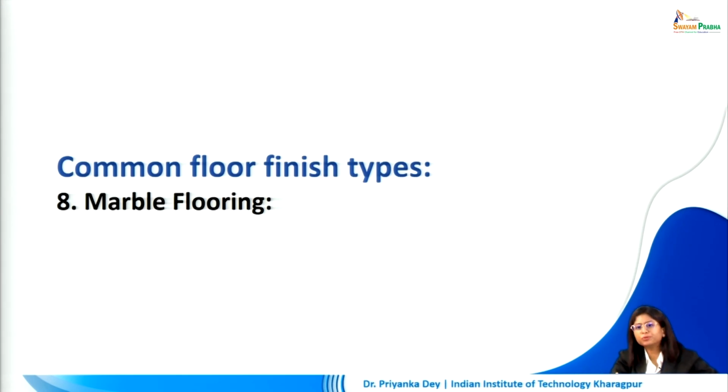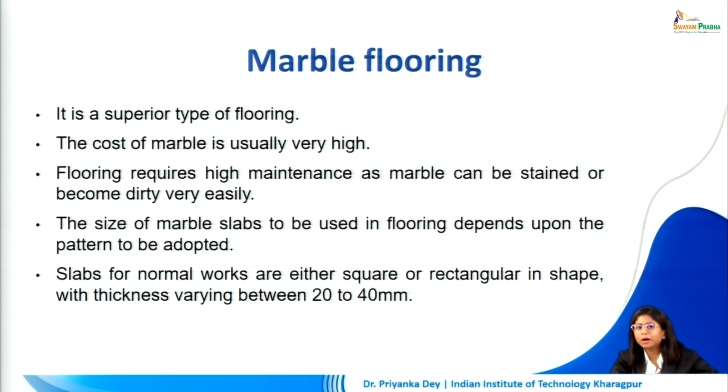An expensive option of flooring finish is the marble flooring. This is definitely a superior type of flooring, gives a far more pleasing appearance, but the cost of marble is usually very high unless it's locally available. Now, the flooring requires high maintenance because marble can get easily stained or dirty over time, especially if we are making metal furniture rest on the marble floor. It's possible that rust stains may actually damage our marble flooring over time.